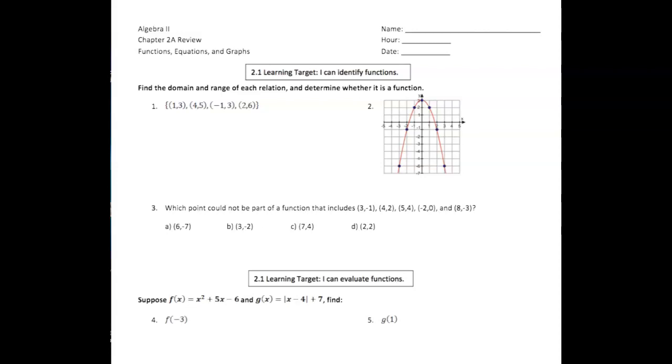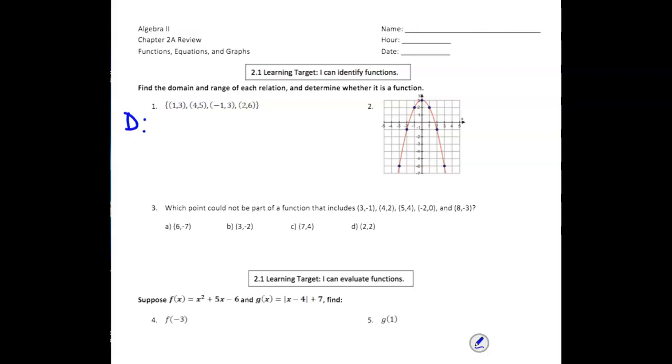So we are reviewing for our Chapter 2 test. Our first question is asking us to identify the domain and range based on two different types of descriptions. In the first one, we're given just some ordered pairs, and the second one, we're given a picture. Okay? For the first one, domain will be our x values.